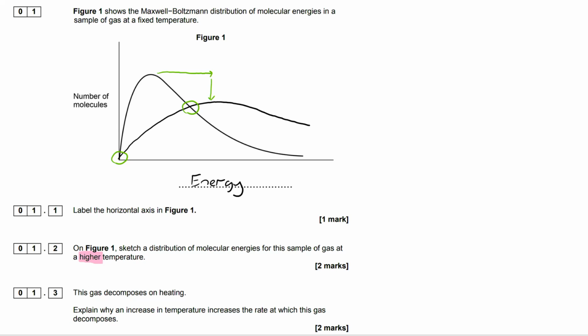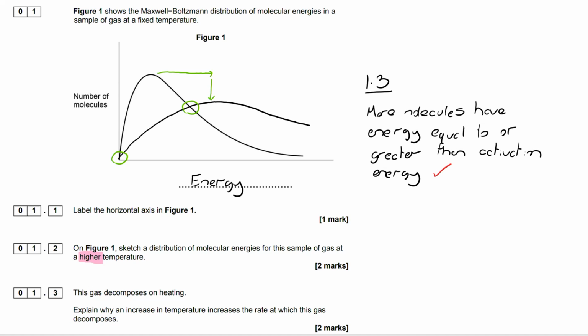For 1.3, 2 marks again, the gas decomposes on heating. Explain why an increase in temperature increases the rate at which this gas decomposes. So it's your knowledge of collision theory that we're looking for on this one. 1. More molecules will have energy equal to or greater than the activation energy.